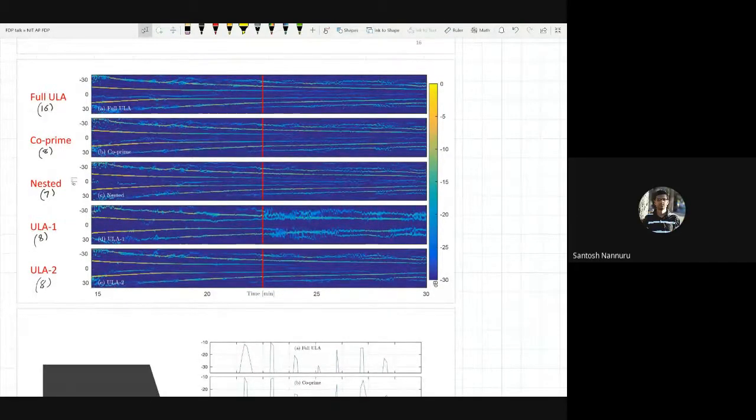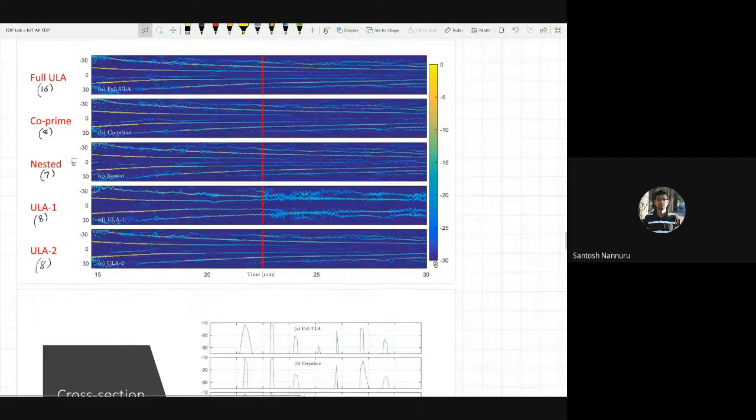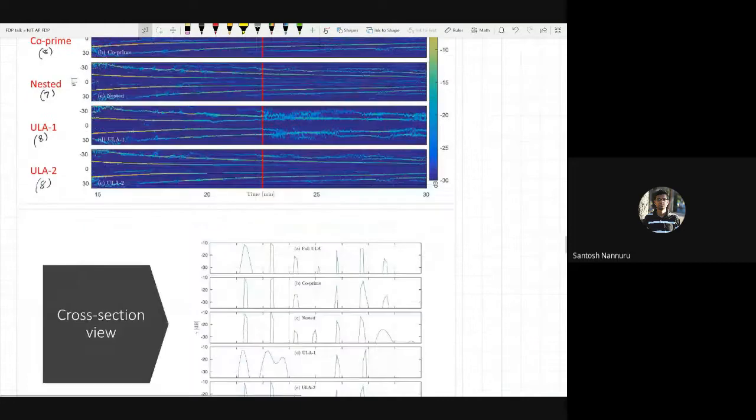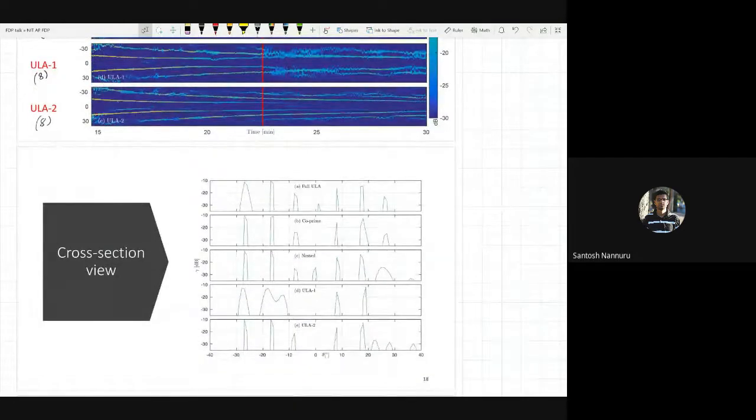And a cross section of all these things is plotted in the next figure. So for comparison, this is the traditional one: horizontal is angle and vertical is the power spectrum. So this tells us in which directions the angles are present. So full ULA can identify up to 7 angles, right?